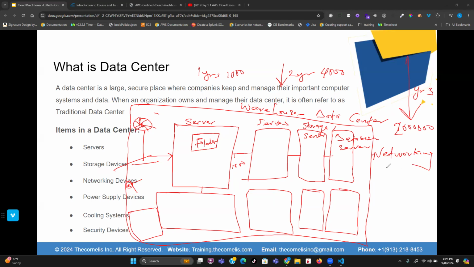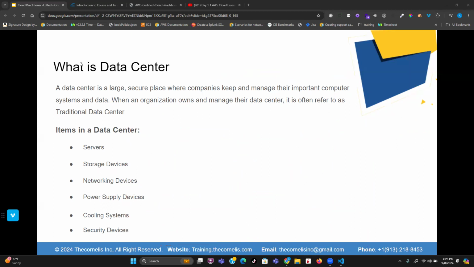So now, let's proceed. I'm going to clear all of this, so you can see the concept, how we get to data center.